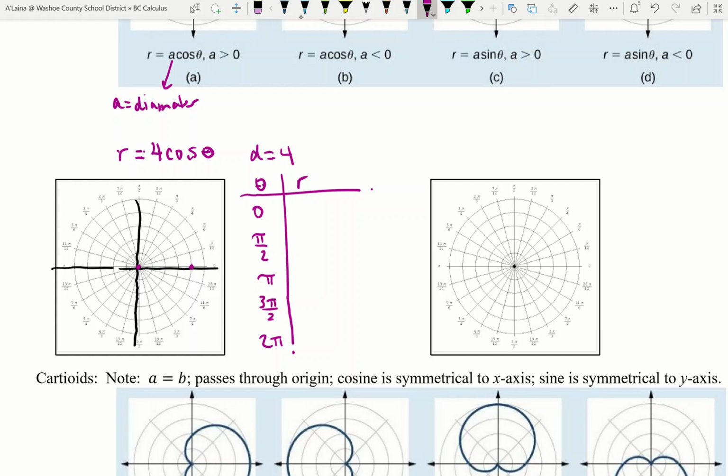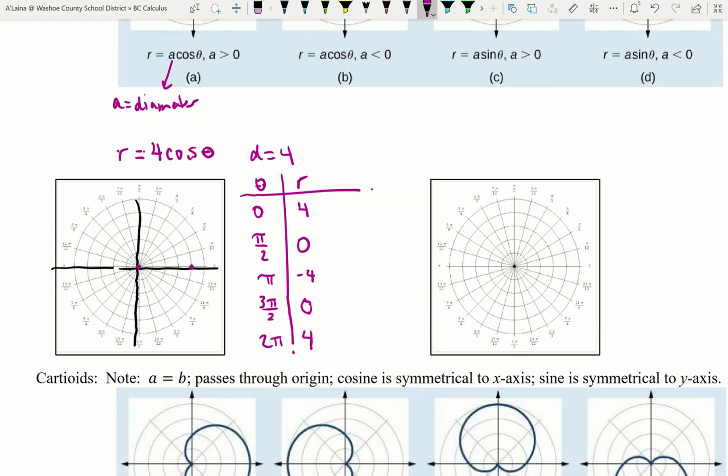If theta is 0, 4 times 1 would be 4. If theta is pi over 2, 4 times 0 would be 0. If theta is pi, cosine of pi is negative 1, so this will be negative 4, but in the direction of pi. For 3 pi over 2, cosine of 3 pi over 2 is 0, times 4 is still 0. And then for 2 pi, cosine of 2 pi is 1, and so times that multiplier 4 is 4.